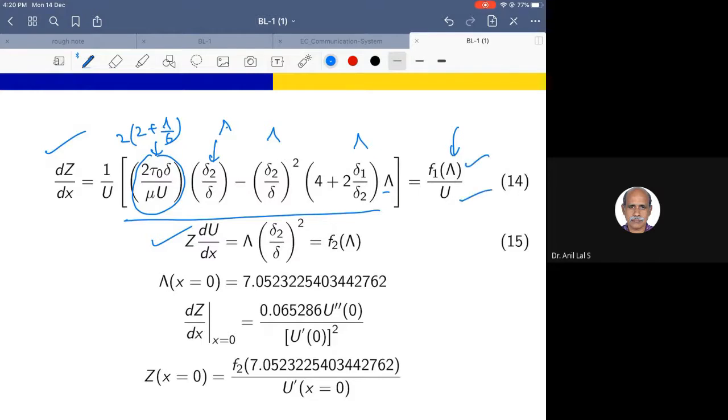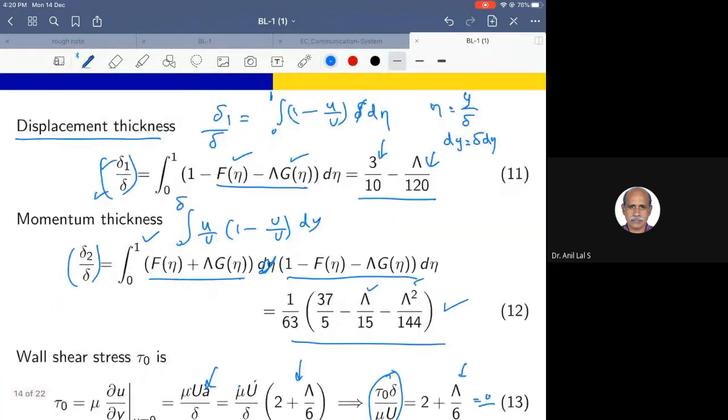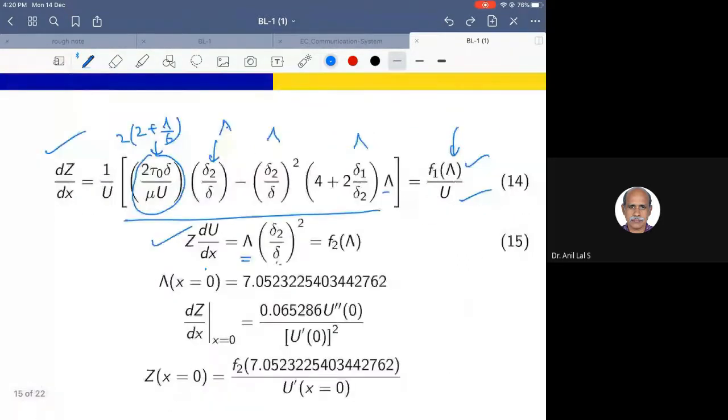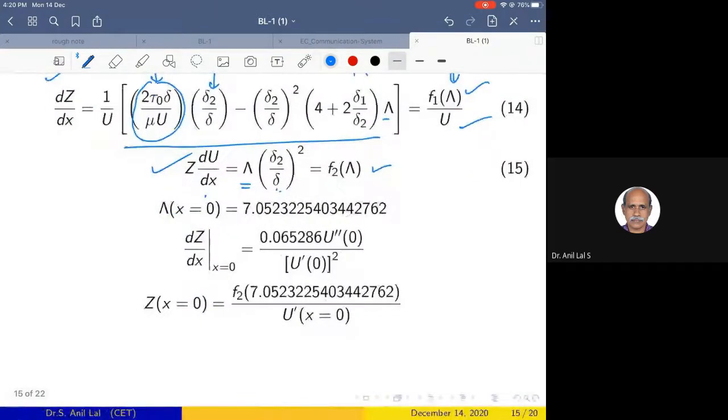And the other equation is z du by dx, which is also lambda into delta by delta, also some function of lambda. The square of this entire thing will be that, so it is totally a function of lambda, z into du by dx. Now these equations 14 and 15 are solved on the body surface, starting from the forward stagnation point.